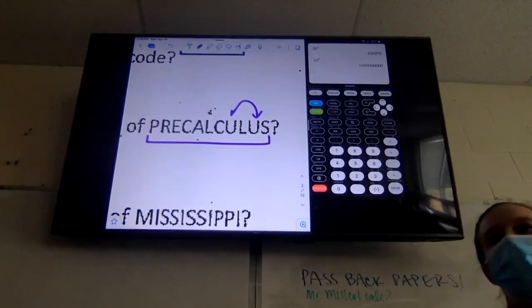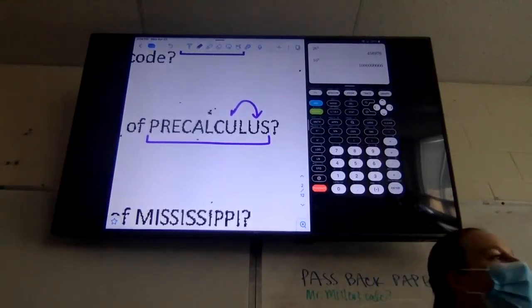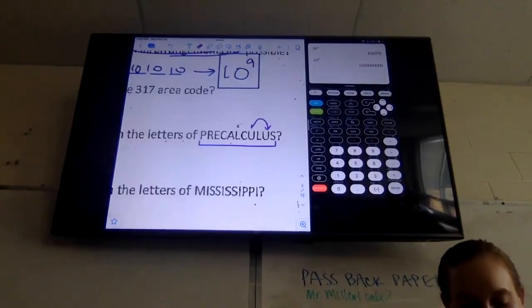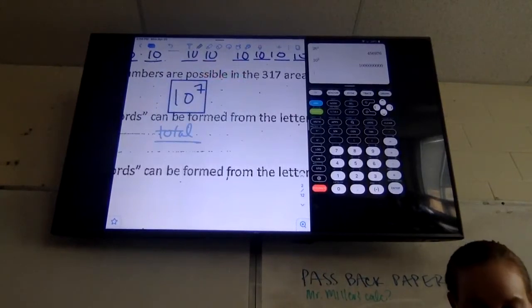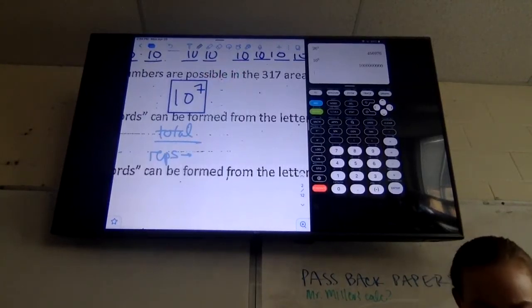No, so we have to get rid of any repeats, because if I just switch the C's or the U's or any other repeats, it doesn't make a difference to my letters. So, okay, when we do this, we are going to start by doing the total number of ways that you can rearrange all the letters, and then we're going to divide off any repeats. What letters are repeats here? C, O, U. C, yep, L, and U.